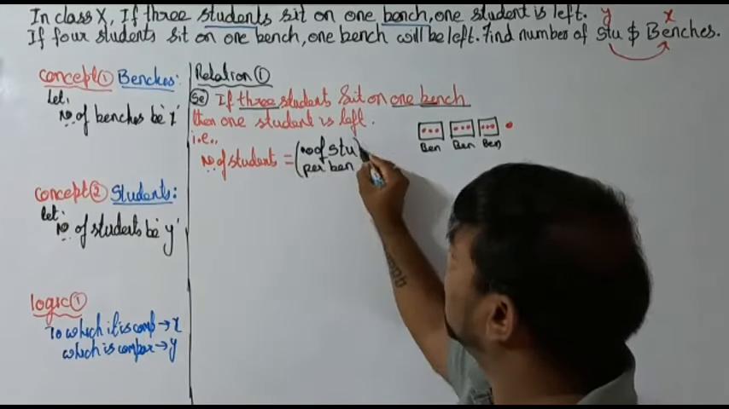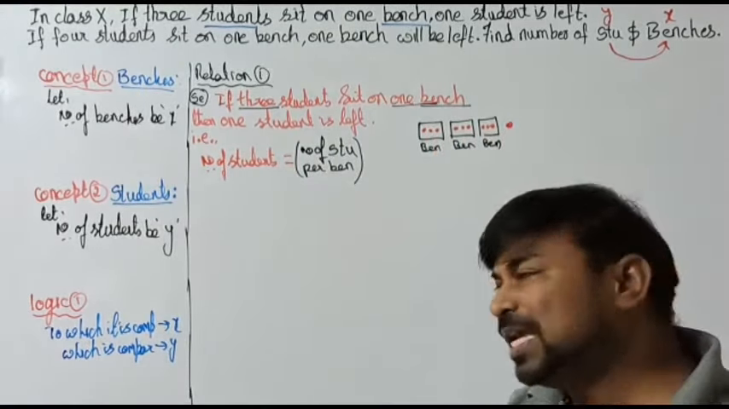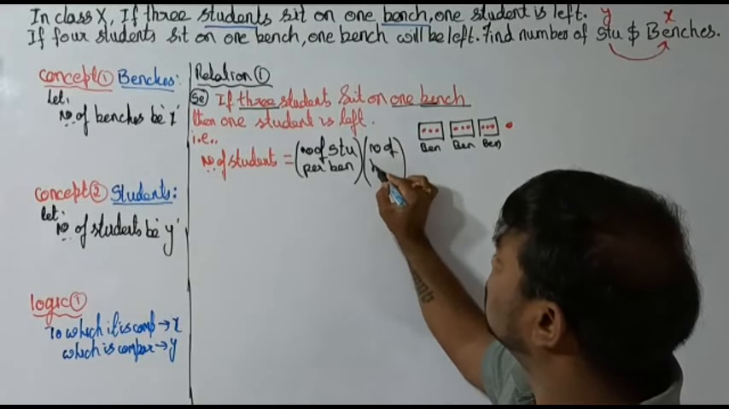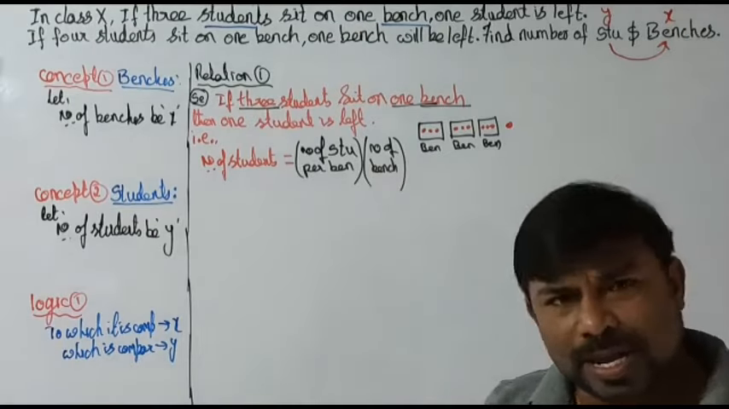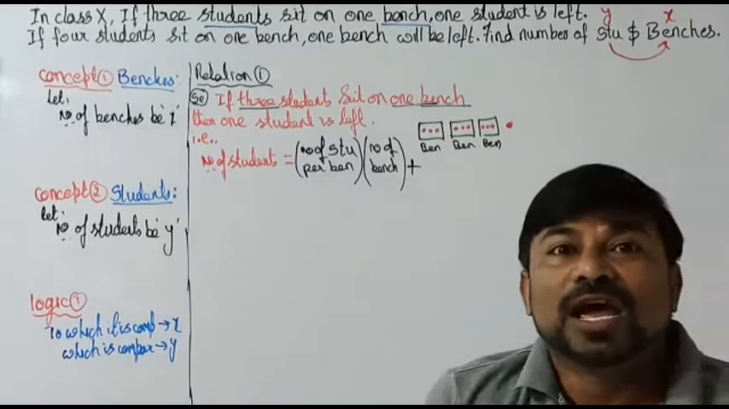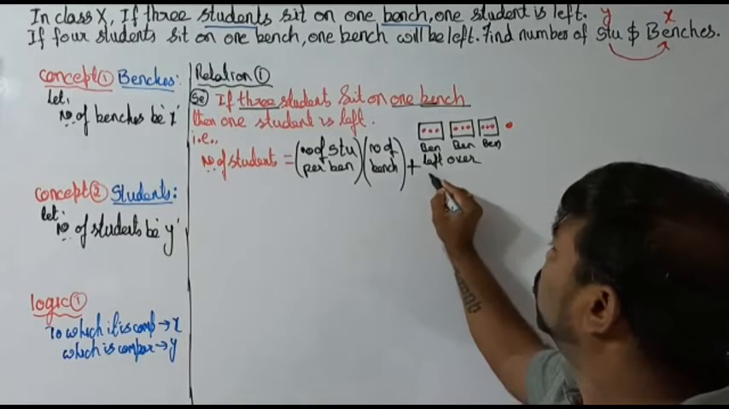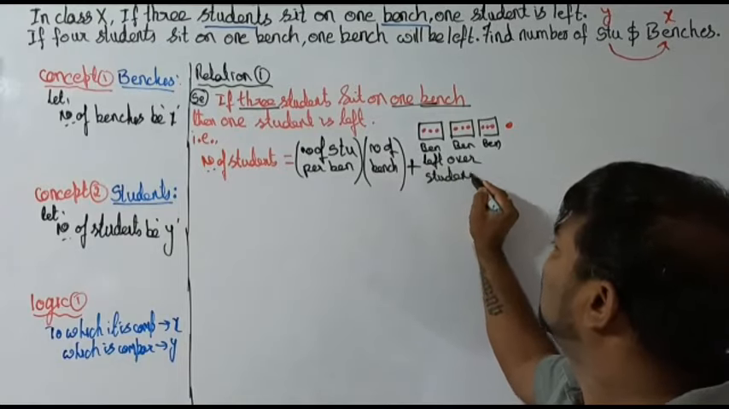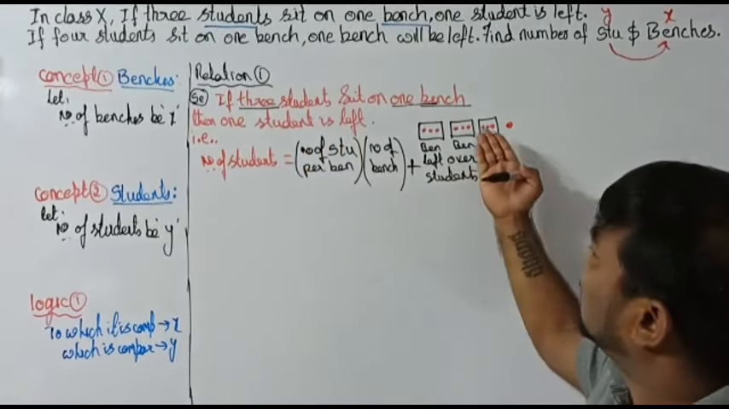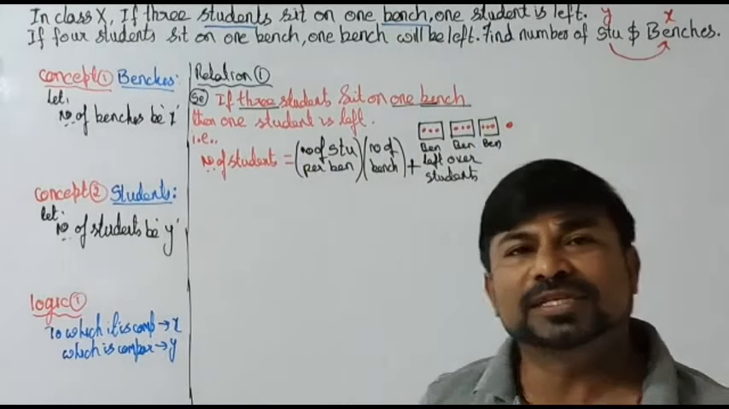Number of students per bench times the number of benches, plus the leftover students. This is in terms of a sentence. I have converted it with the help of a diagram, and now in terms of a formula, in terms of symbols.